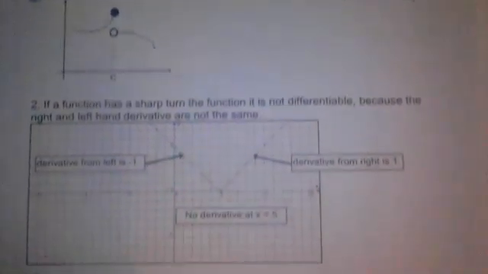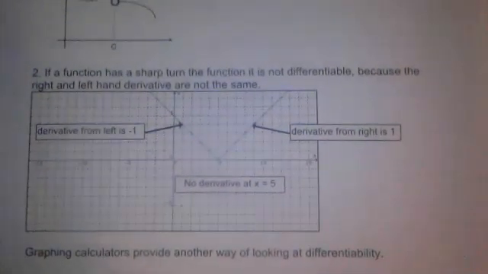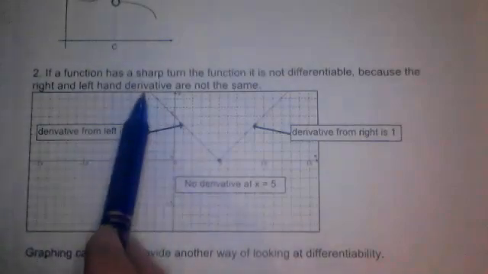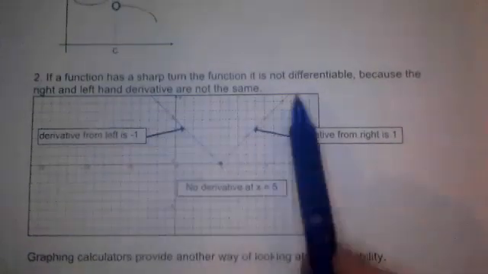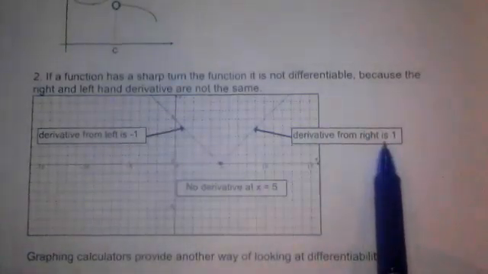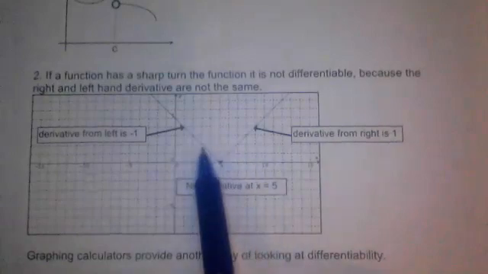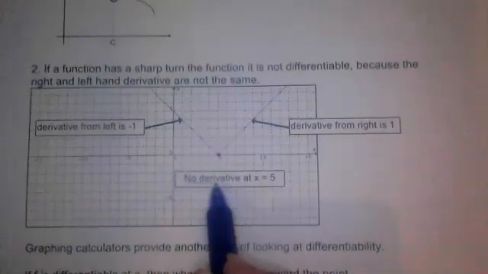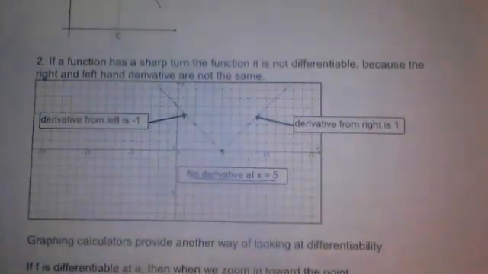Also, on number 2 here, it says that if you have a sharp turn in your function, then you can't take the derivative at that sharp turn. So in this picture, where x equals 5, we would not be able to take the derivative. Now, this makes sense. When you're looking at this function, we know the derivative is the slope, and the slope of this left side would be -1. The slope of the right side would be +1. And so the slopes coming in from the left and the right are not the same. You can't take the derivative anytime there is a sharp turn.